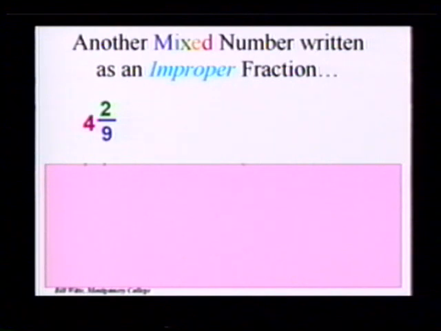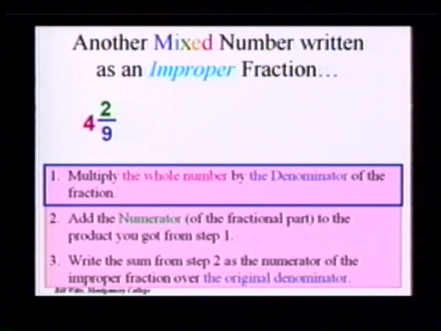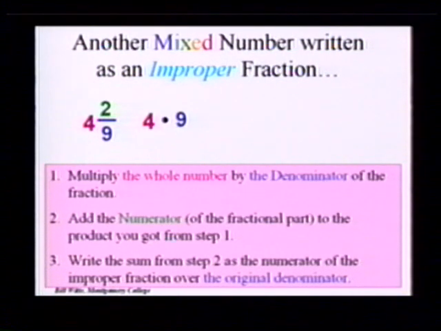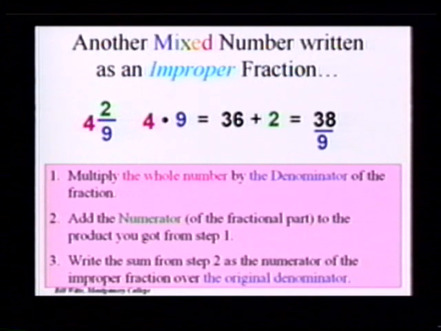Let's do it again. Let's go through the steps. We're going to multiply the whole number part by the denominator. 4 times 9. Okay, we get our answer, 36. Then we add the numerator part of the fractional part of this mixed number. Add a 2. We get 38. And then what do we do with the 38? We put it over the original denominator. And there you go. 38/9, believe it or not, is the same as 4 2/9.